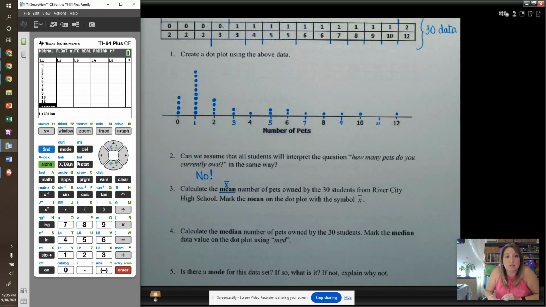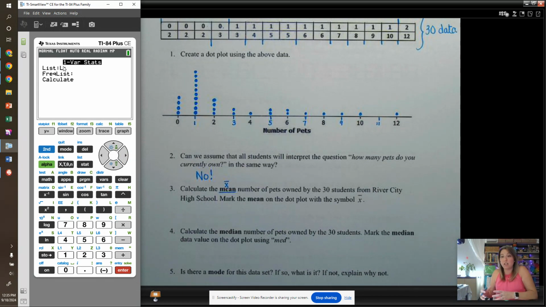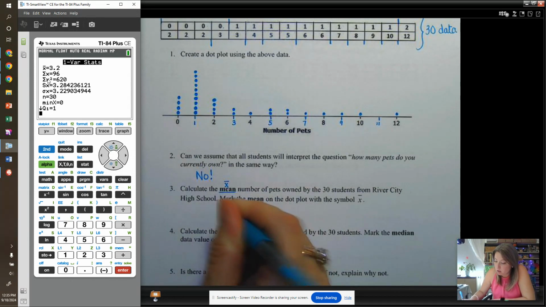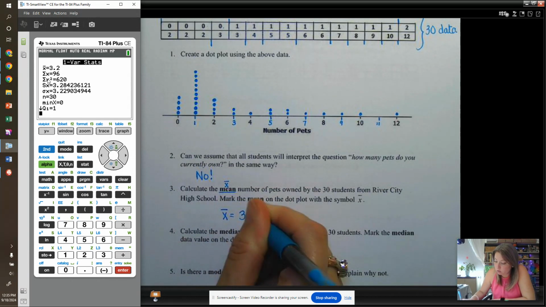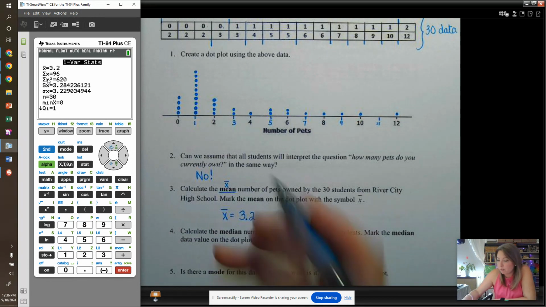Let's press stat, arrow right to calc, and enter for 1 var stats. We did put our data in L1 as our list name, so we can keep that list and just press enter right on down the line. Our mean is 3.2. Now, is that a reasonable number of pets to consider? Not really. How can you be 0.2 of a pet?